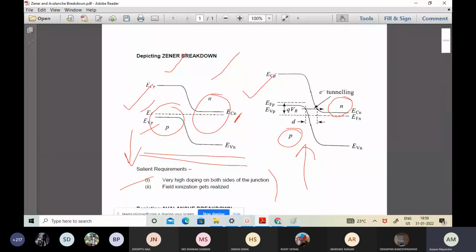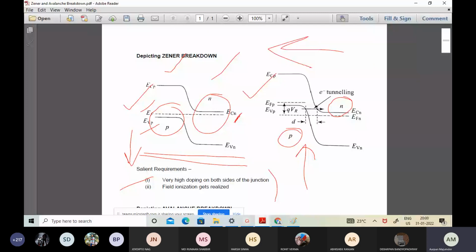Because of this very high doping on both the sides of the junction, the depletion width at the junction is extremely low. It's very thin. And the corresponding carriers, I should rather focus on the fact that is obviously the electrons. Because when we talk about the reverse biasing case, electric field is in which direction? Electric field is in this particular direction.